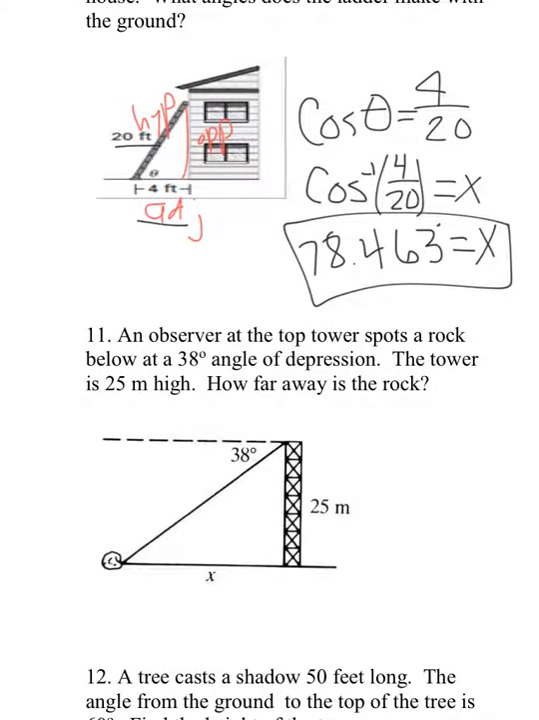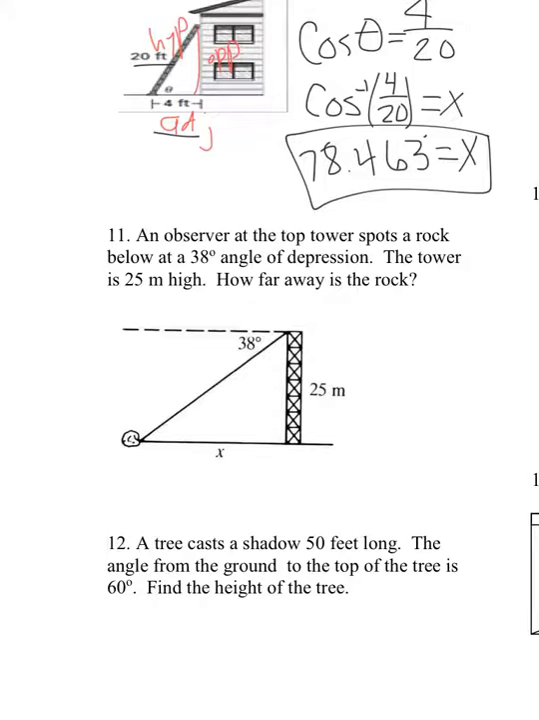An observer at the top of a tower spots a rock below at a 38-degree angle of depression. The tower is 25 meters high. How far away is the rock? The rock, the actual rock, not the movie star.